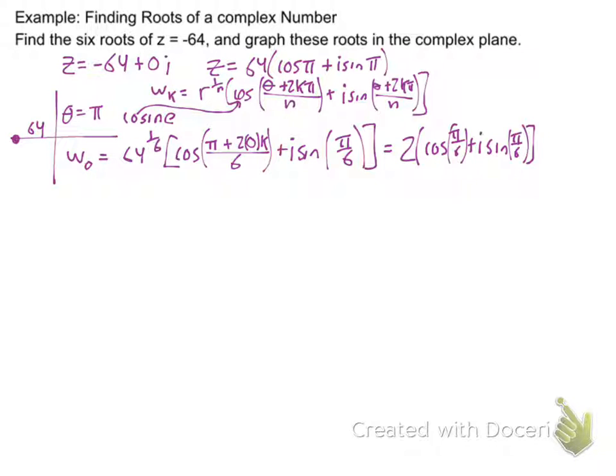Now, because I will have to graph these, I'm going to put this back into complex standard form. So it's 2 times, what's the cosine of pi over 6? 30. Sine of pi over 6? And if I distribute the 2, I end up with square root of 3 plus i. Now, we're going to do w1.